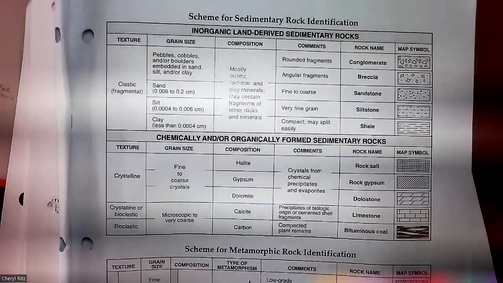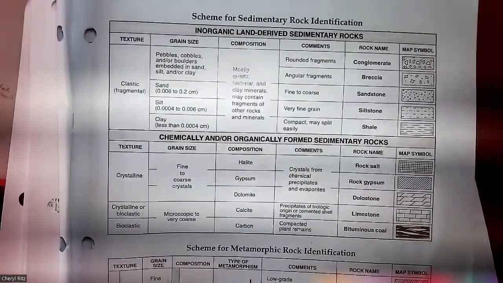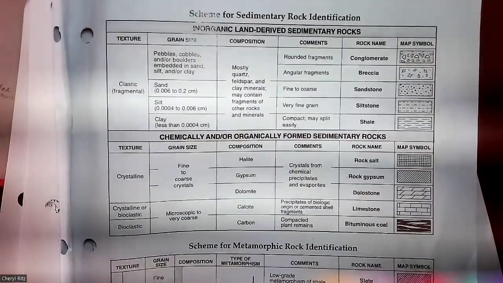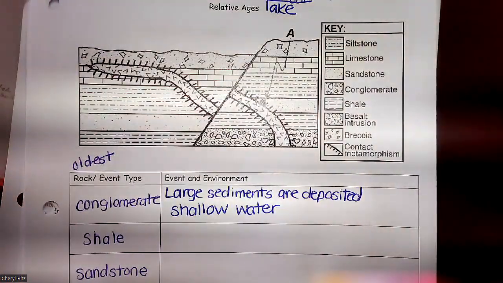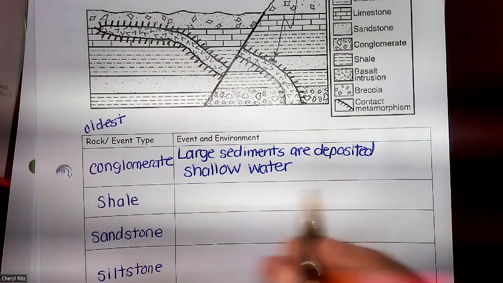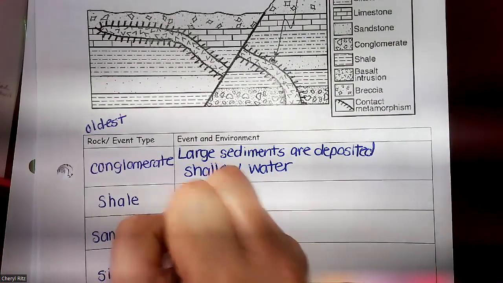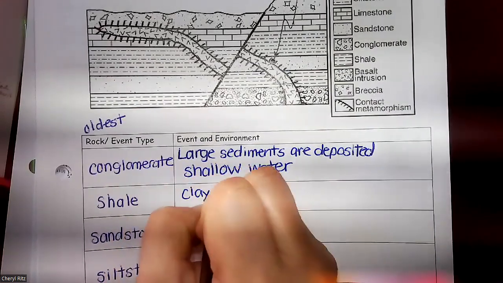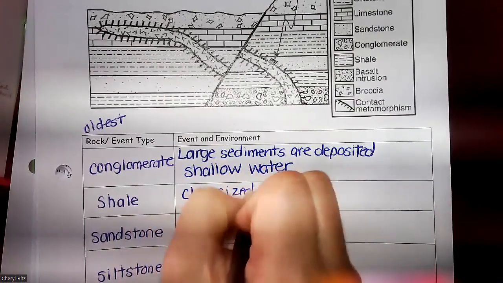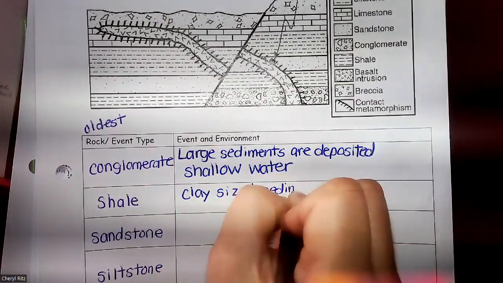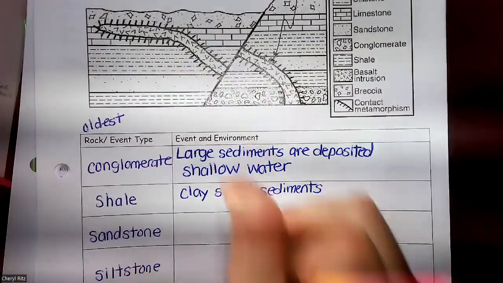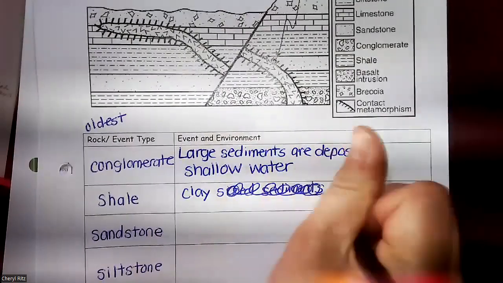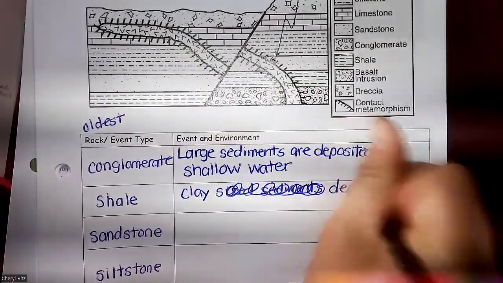Take a look at shale on your reference table. What kinds of sediments is shale made out of? Clay. So how you can word this, you could say small, but because we know exactly what sediments shale is made out of, it's probably better to say clay-sized sediments, or if you wanted to shorten it, you could just say clay deposited.